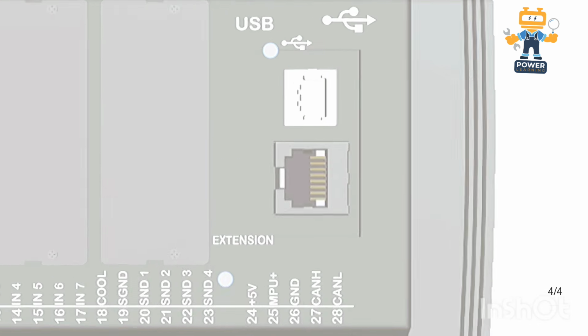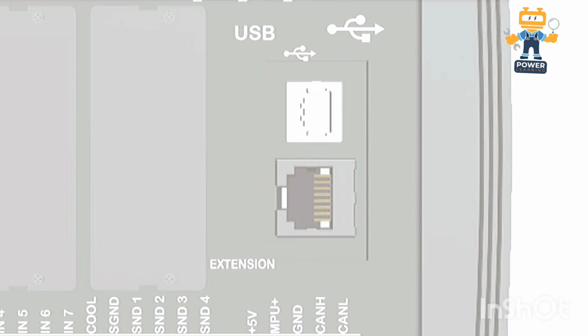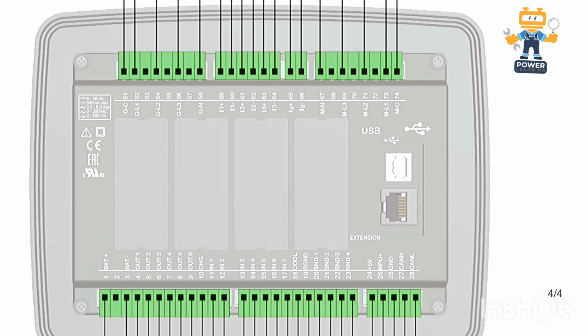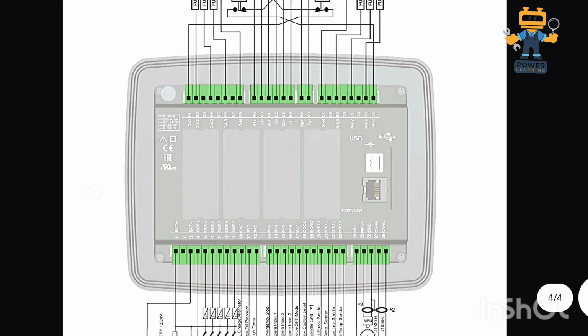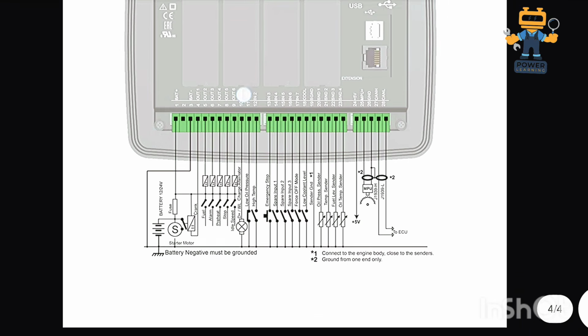So now if you see here, this is USB port and this is extension port. Extension port we are using if we need to add any modules, input output devices to this controller, we will use extension port. And USB port is used for programming of the controller.